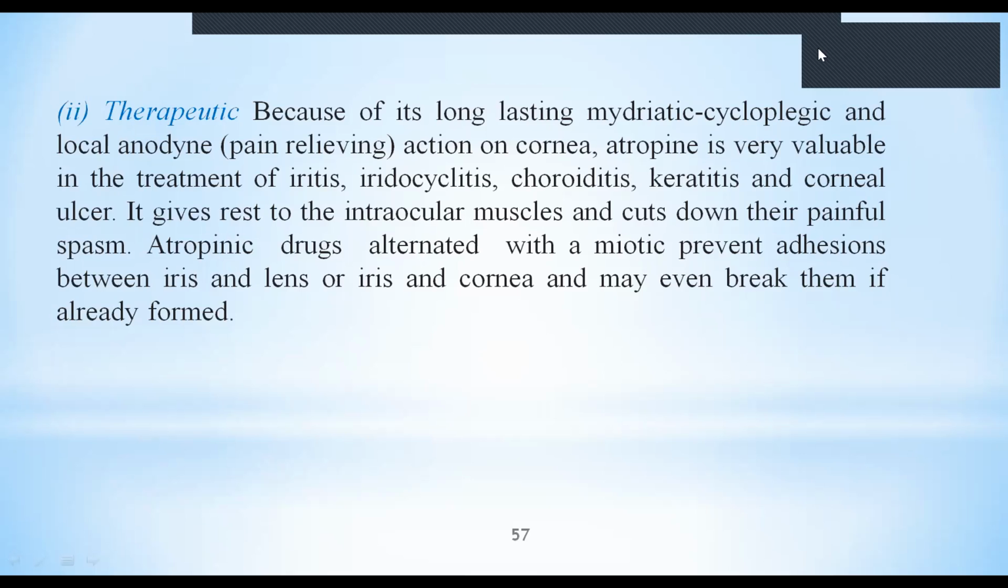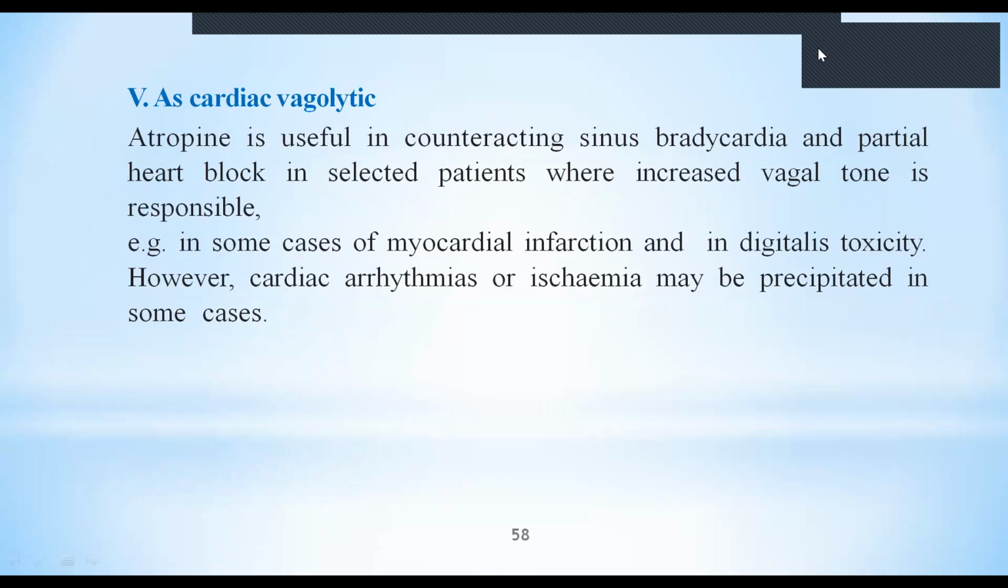So one needs to be very careful while administering these particular drugs. And sometimes the clinical use is as a cardiac vagolytic. Atropine is useful for counteracting sinus bradycardia and partial heart block in selected patients where increased vagal tone is responsible. Otherwise, it is not useful. In certain myocardial infarction and digitalis toxicity, it is used. However, cardiac arrhythmias or ischemia may be precipitated in certain cases. So, one needs to be careful while treating such disorders with cholinergic receptor antagonists like atropine and congeners.